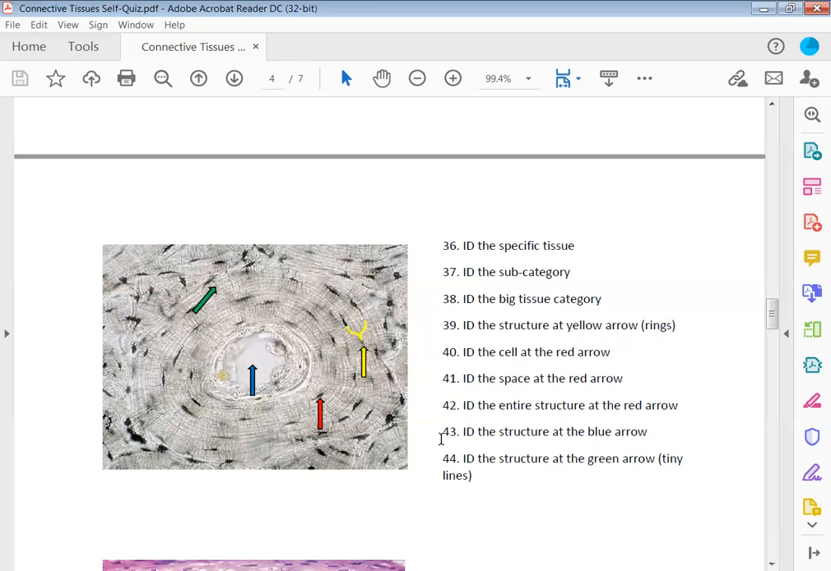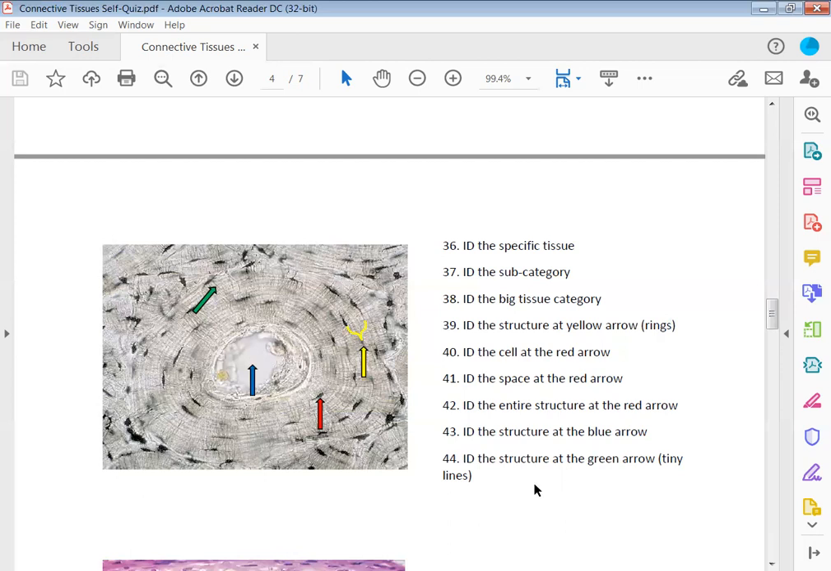Number 43 says, identify the structure at the blue arrow. So you're looking at this middle hole here. That middle hole at the blue arrow, this is your central canal.